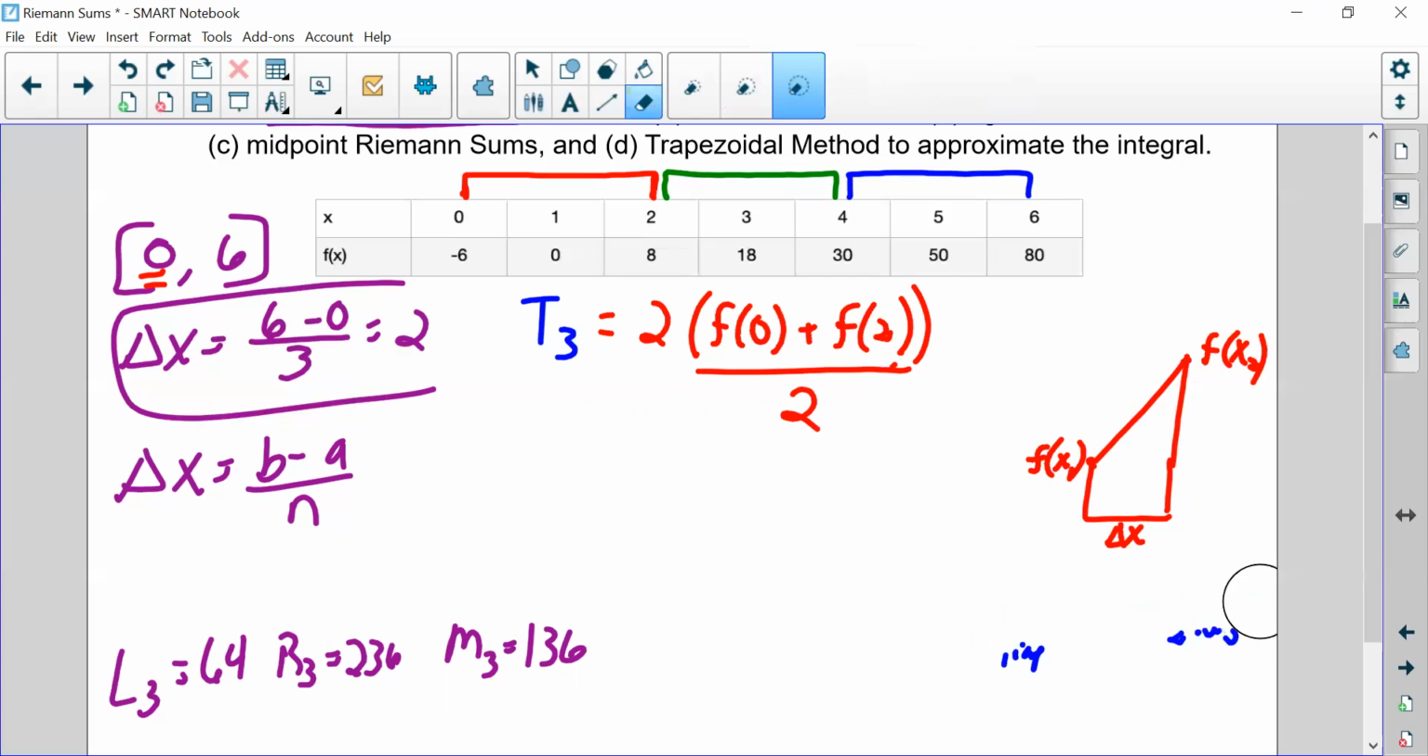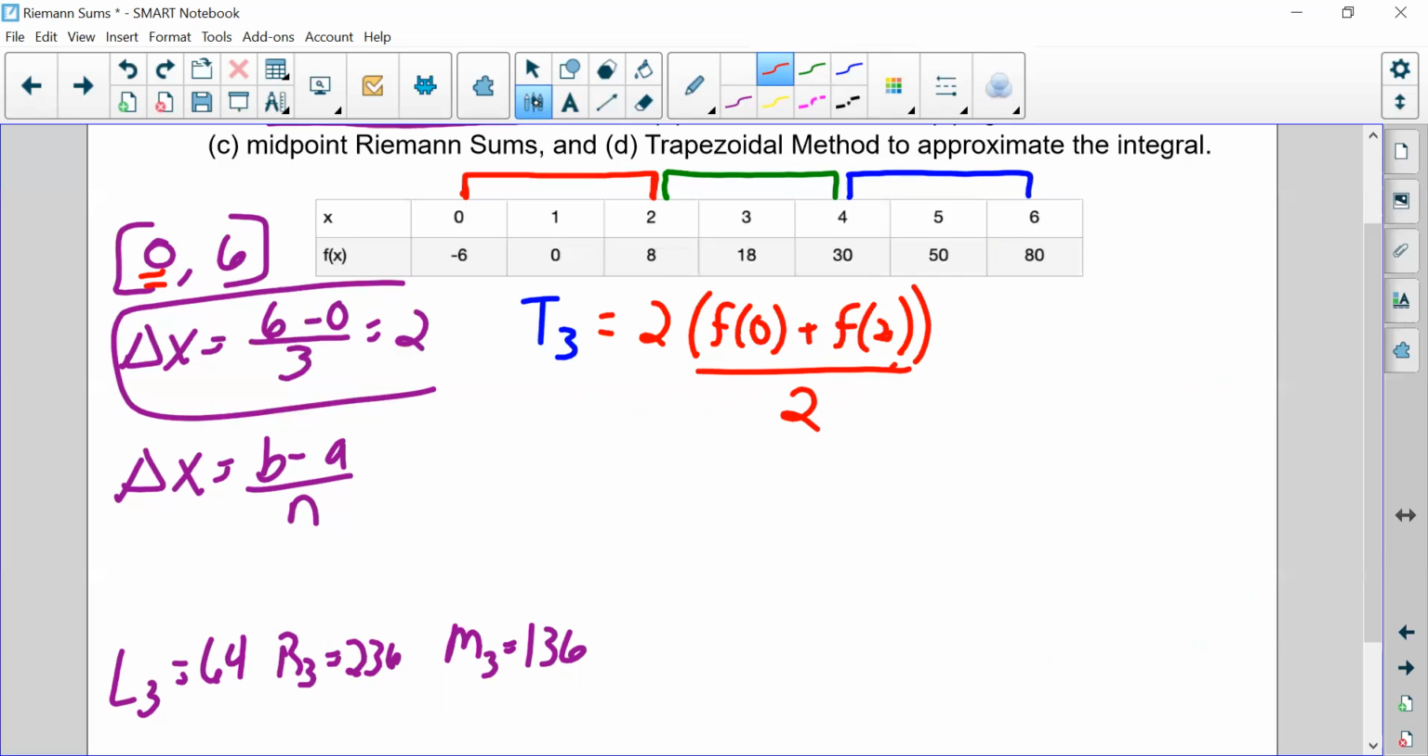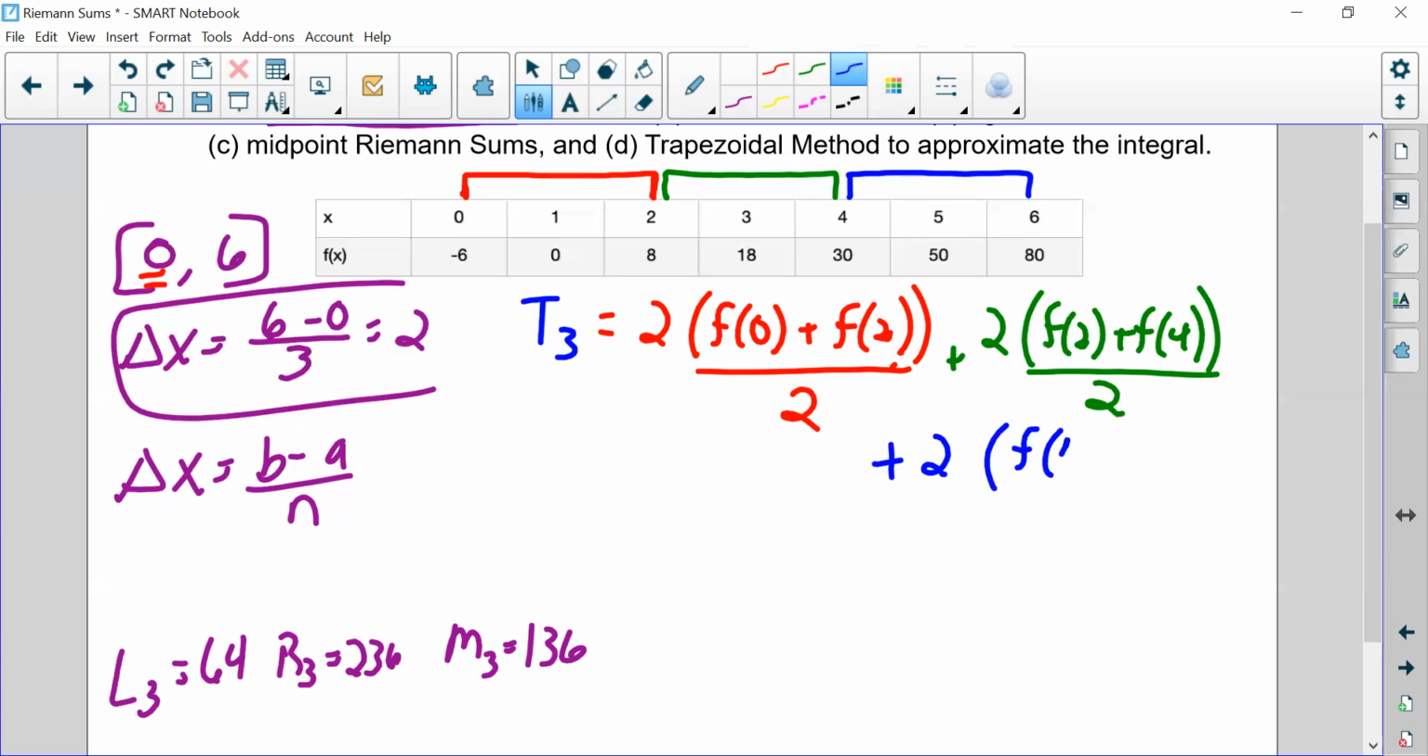Looking at my next trapezoid, the green one, I take my delta x, which is 2, times my f at 2 plus my f at 4, and divide that by 2. And then my blue one, I take my delta x, take my f at 4 plus my f at 6 and divide by 2. Now, that took up a lot of space.